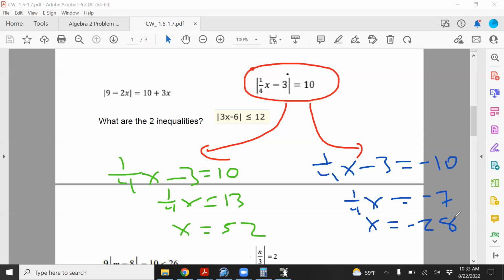Well, you have to split it up because you have to recognize all the values it could hold. Because it could hold two values. But why is this? Because it's absolute value. The definition of absolute value is a distance from zero on a number line. So whatever this holds, because it equals 10, that's why it can be 10 or negative 10.